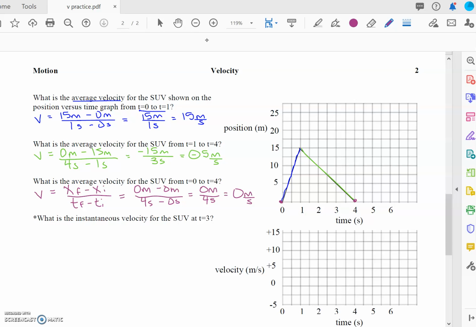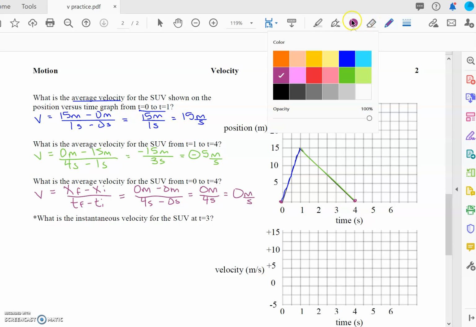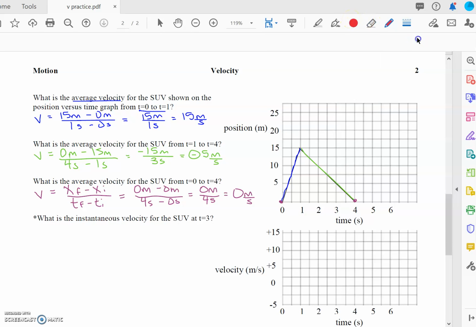All right, to answer this last question, what is the instantaneous velocity for the SUV at 3 seconds? We're going to have to draw that velocity time graph. So remember what happened on the previous problems. We're going to take the slope of the position time graph to give us the velocity values. Okay, so if you look at the blue segment, this blue segment has a slope of 15 meters per second, and it covers a time span of 1 second.